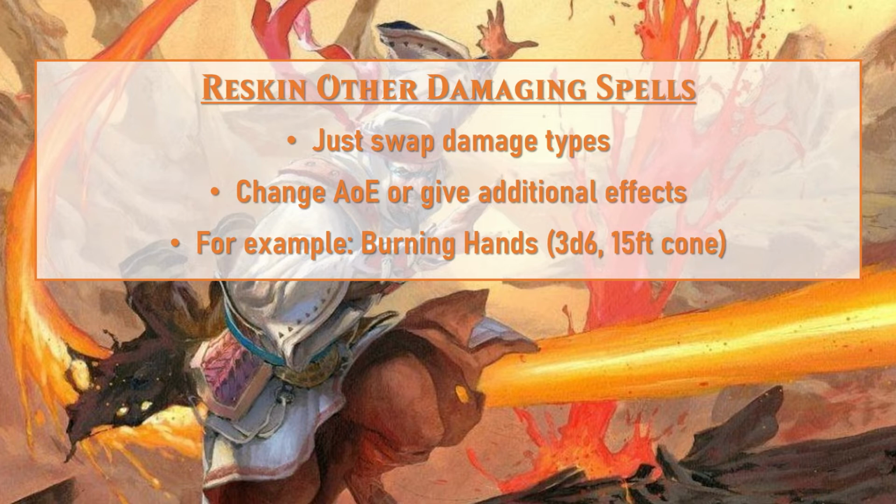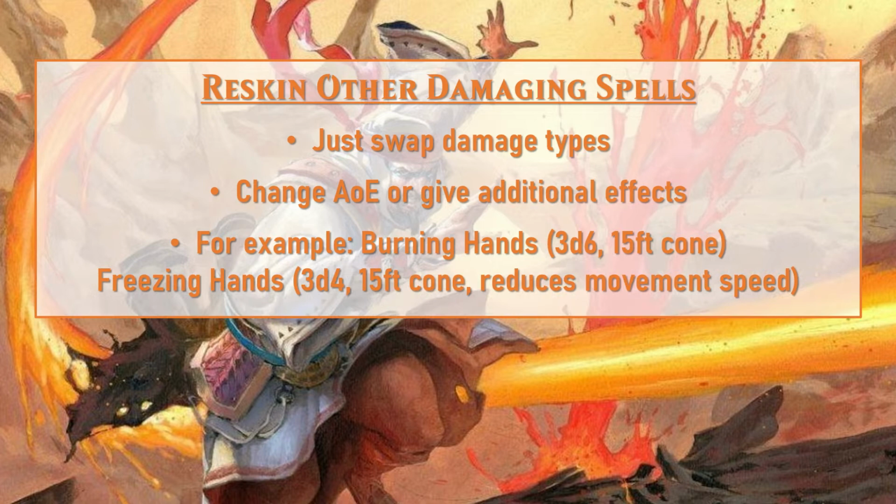If you were playing an ice wizard, perhaps, and wanted to have a version of this, but instead it's cold, you could do Freezing Hands and have it still be a 15-foot cone, but maybe it's 3d4 cold damage instead, but also reduces their movement speed by 10 feet if they fail. And maybe it's a con save instead of a dex save since it's a frost-based effect.